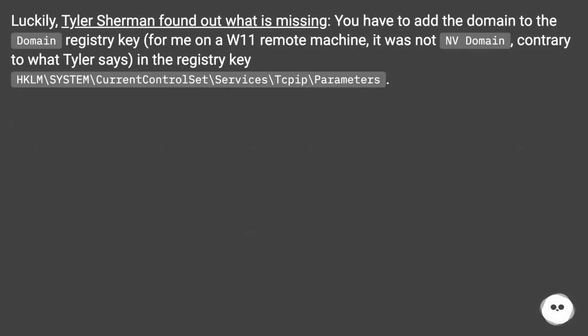Luckily, Tyler Sherman found out what is missing. You have to add the domain to the domain registry key. For me on the Windows 11 remote machine, it was not the NV domain, contrary to what Tyler says. In the registry key HKLM\SYSTEM\CurrentControlSet\Services\Tcpip\Parameters.